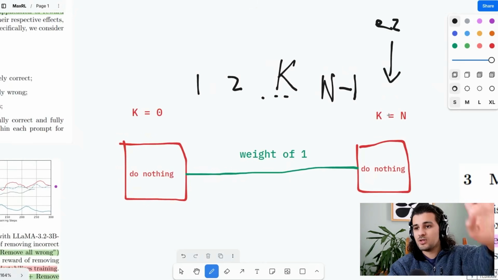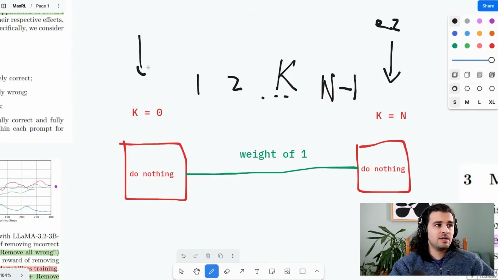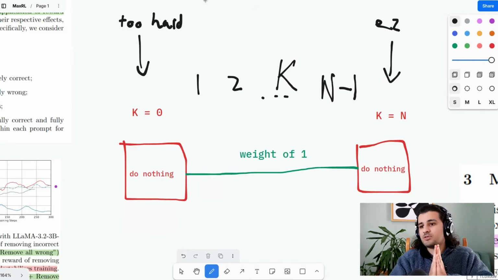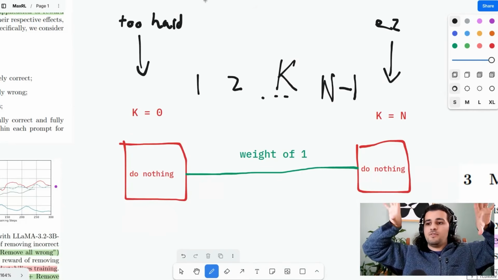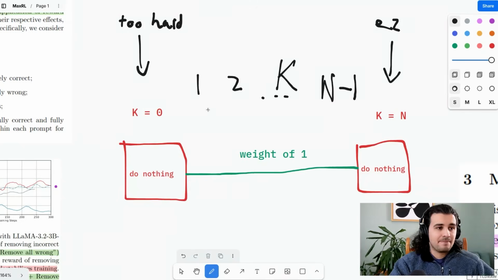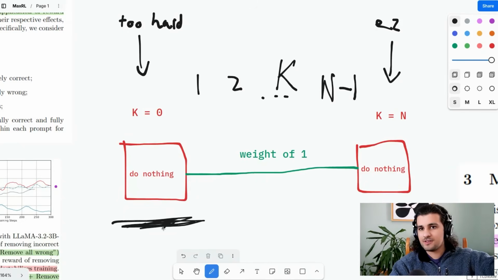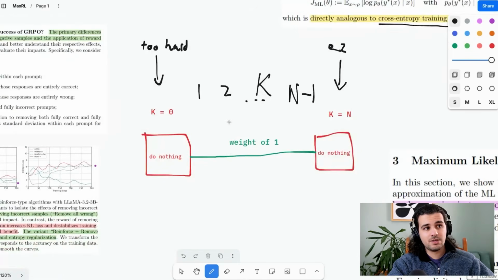You do nothing. You don't update the model with this. There's no information. Here, K equals 0, it's too hard, right? So you're not taking it because there's no signal. You're just going to tell the model to move out of there, but you don't tell it where. Actually, GRPO is scaling these off. If it's too hard, it will not update anything, right? So it's doing this implicitly. Yeah. So that's kind of the setup here.